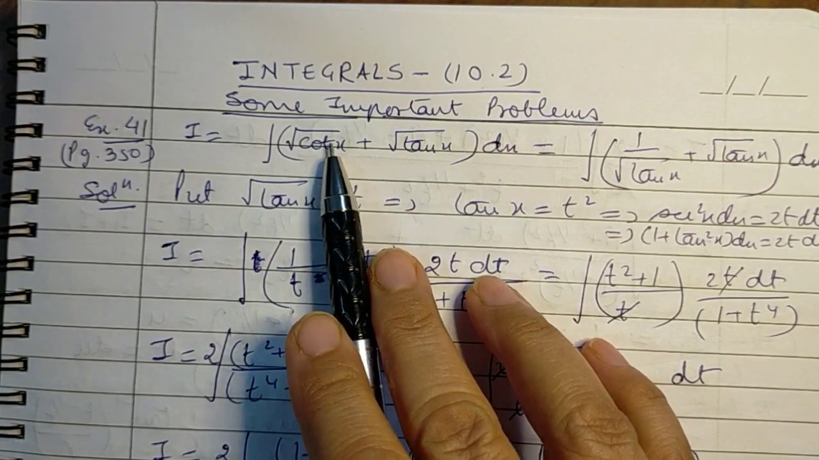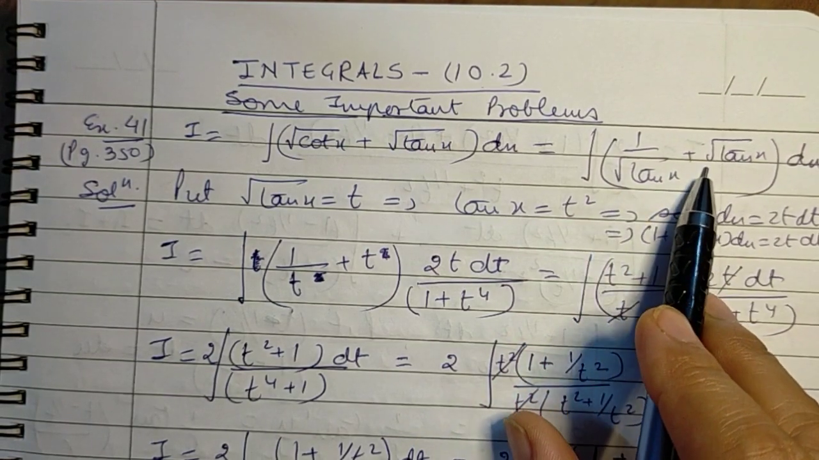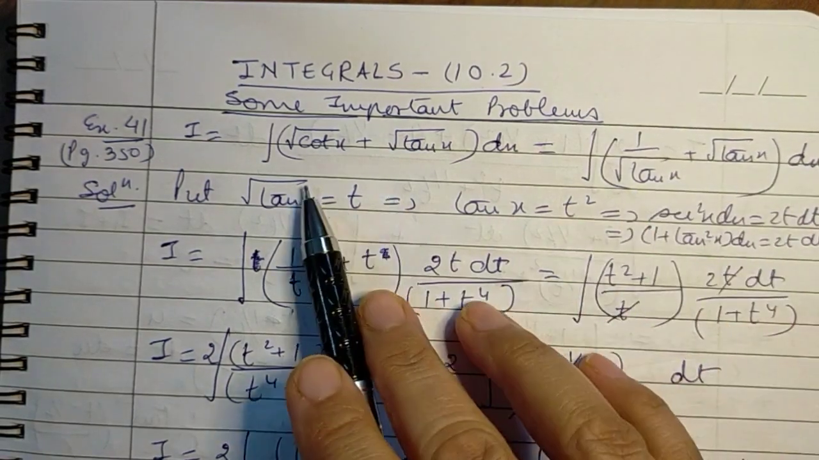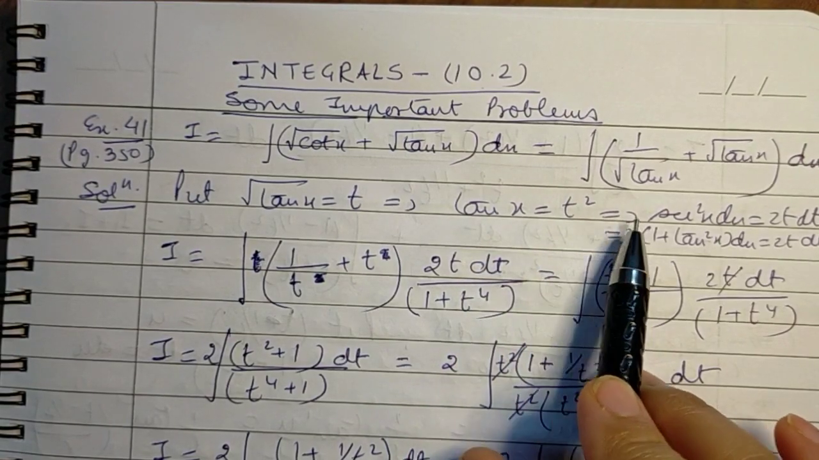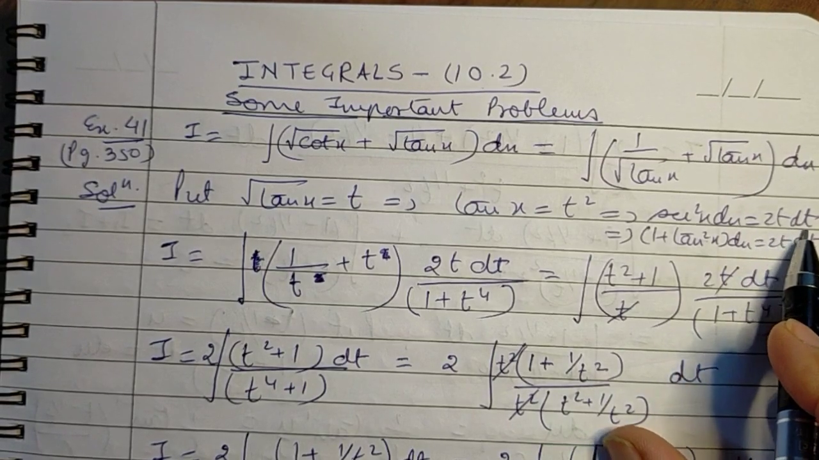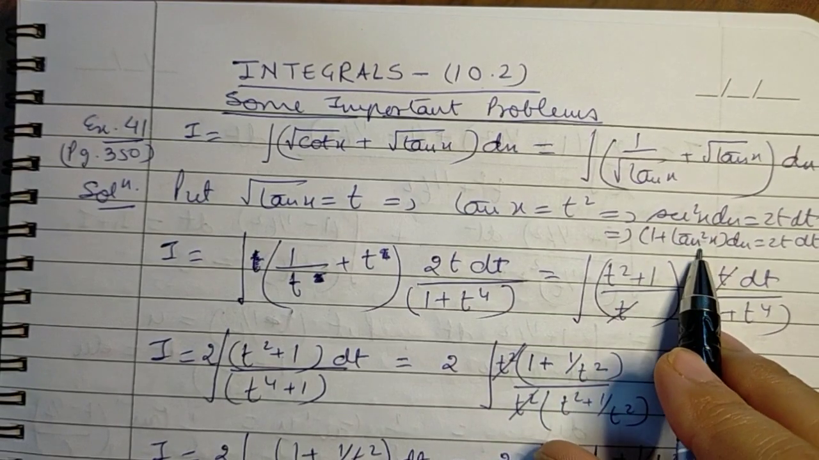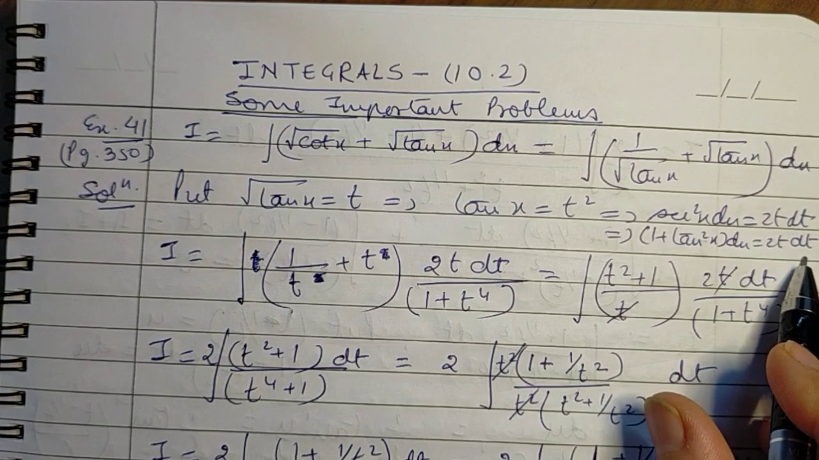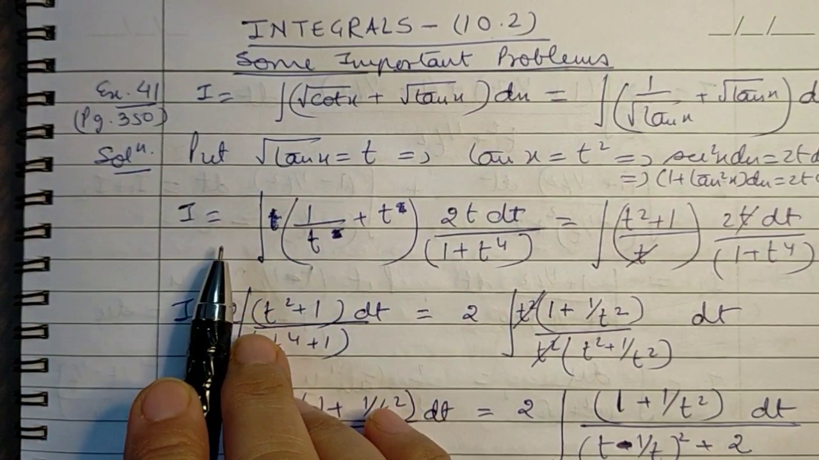So what we do is let's write this also in terms of tan. I get it as 1 upon square root of tan x plus square root of tan x into dx. Let's put root tan x as t so that tan x is equal to t squared. Differentiating we get sec squared x dx is equal to 2t dt. Now this sec squared x can be written as 1 plus tan squared x and dx is as it is equal to 2t dt.